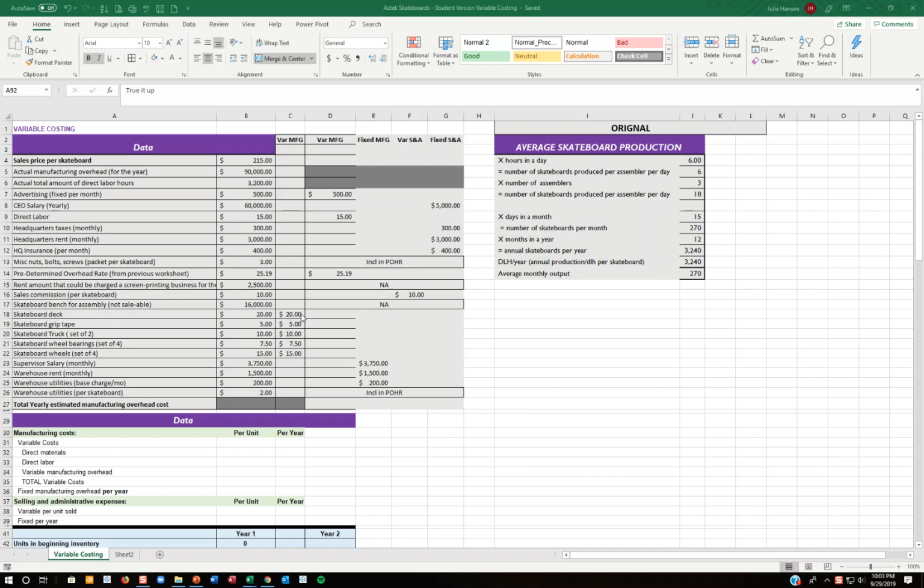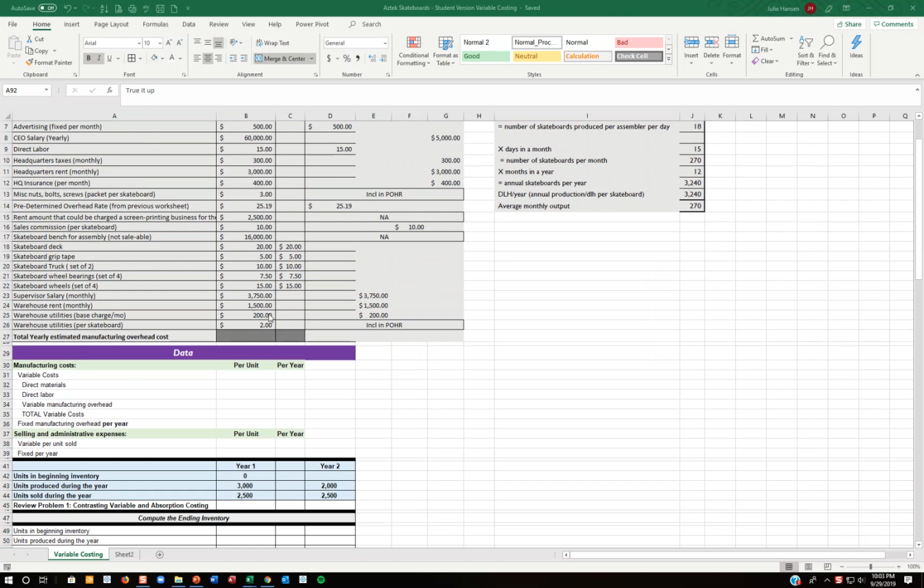We are on to variable costing. So there's a difference between the variable costing and absorption costing methods, and this exercise is going to explain and exhibit the differences. So as per usual, you are given this very same data for Aztek Skateboards.